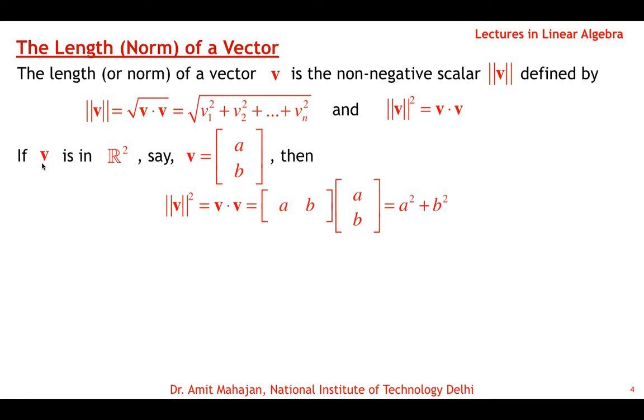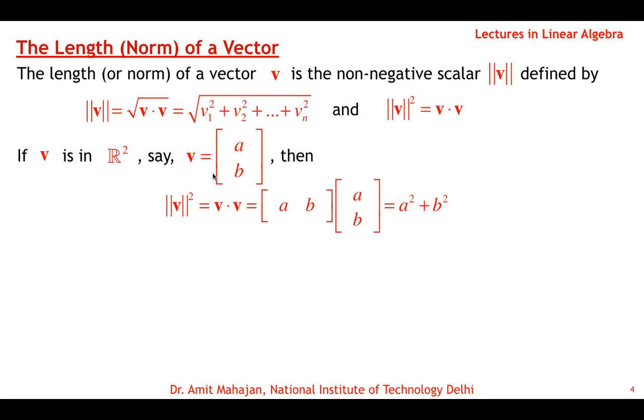So if you have a vector in R2 space, okay, that means the vector has only two elements. A v vector can be written as a, b. Okay, then the length of this vector, length square, is v dot v.